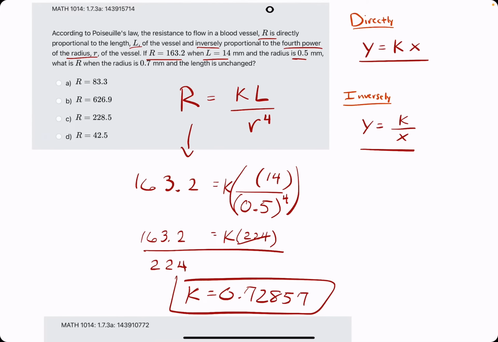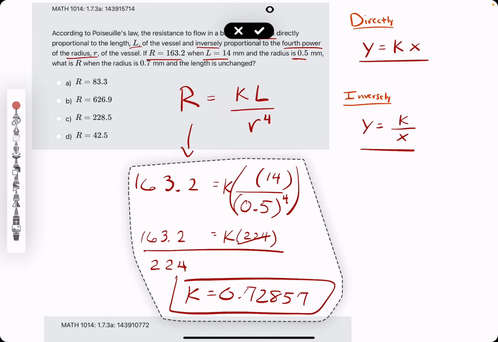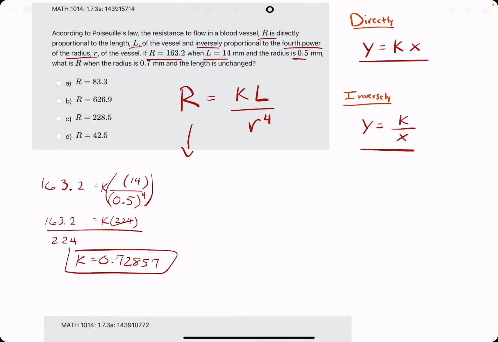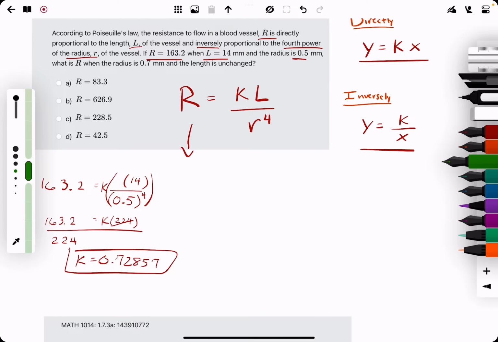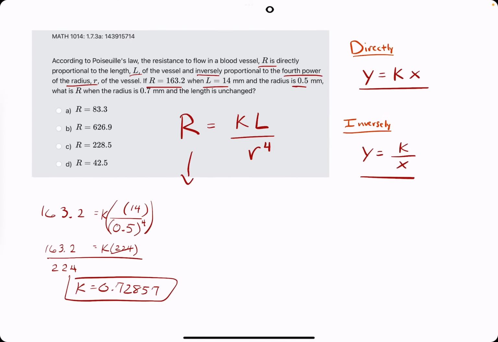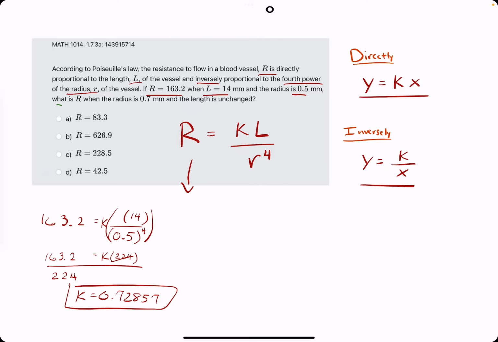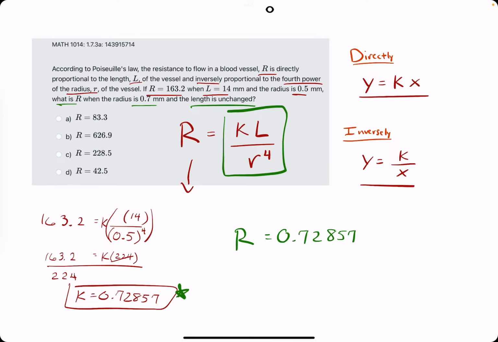So let me rearrange a couple things here. Give me just a moment, and let's talk about our next step. So we have our k value. Now they say, what is capital R when the radius is 0.7, but the length is unchanged? So we're calculating capital R. We are plugging in everything we know now. We know that k is 0.72857. Also, we are re-plugging things into this.